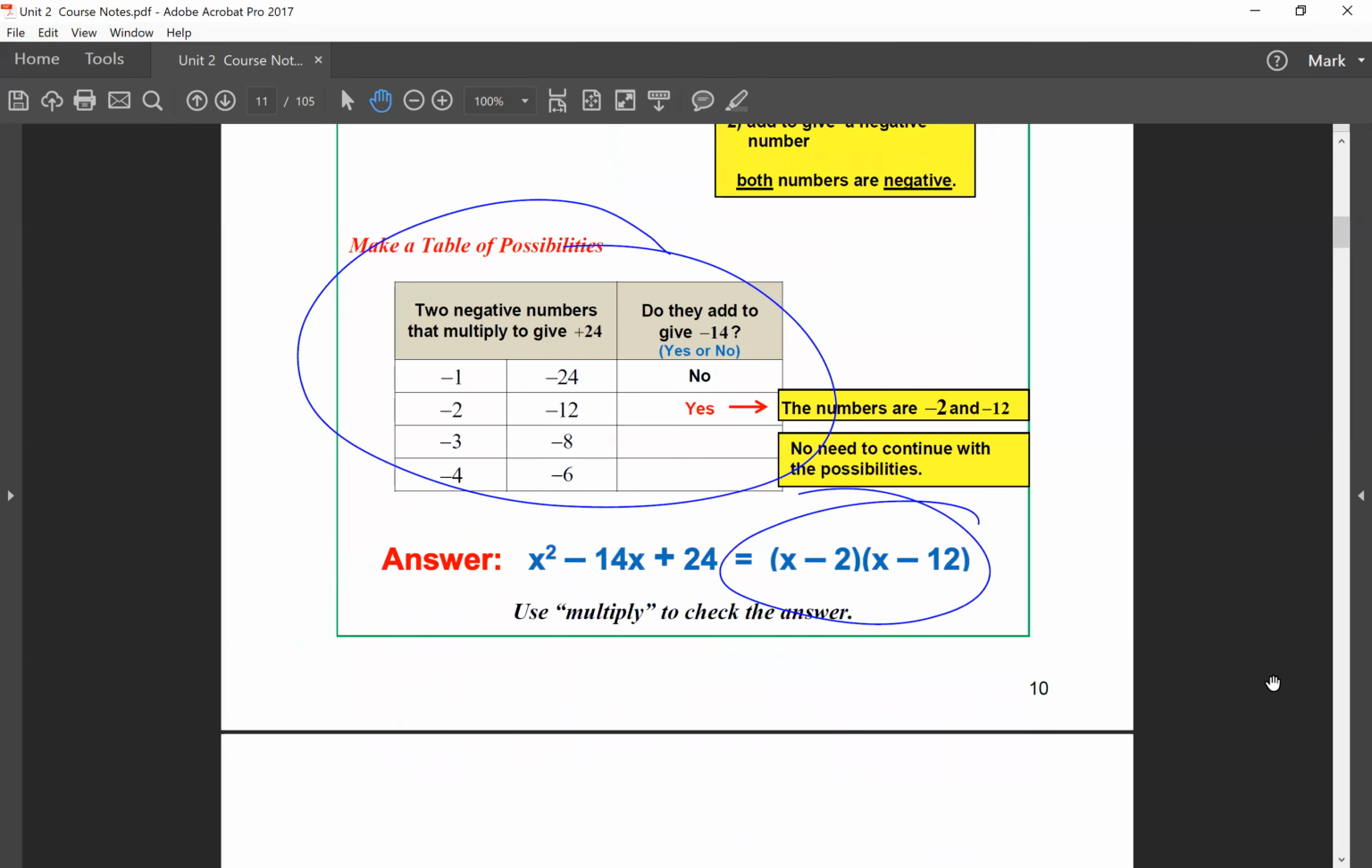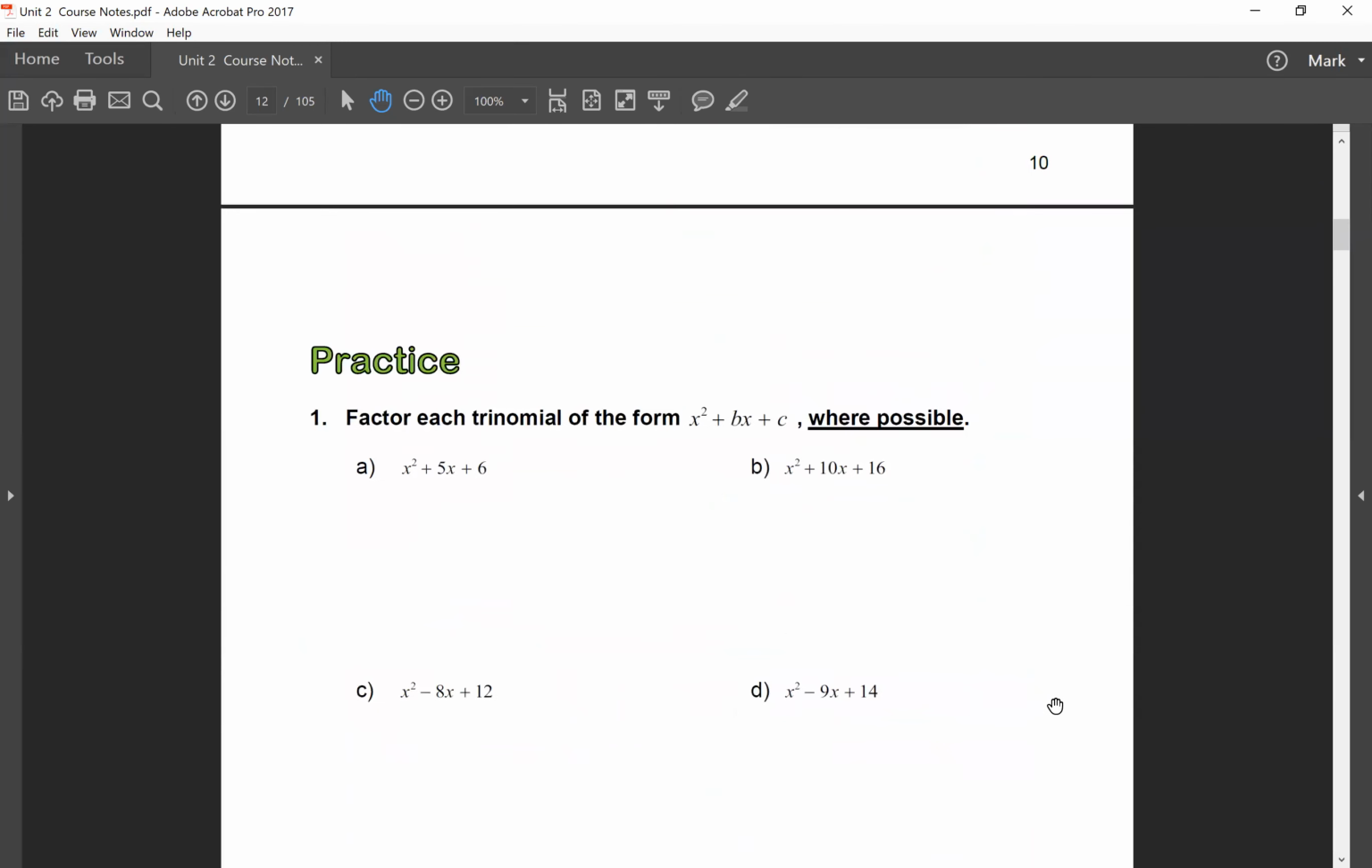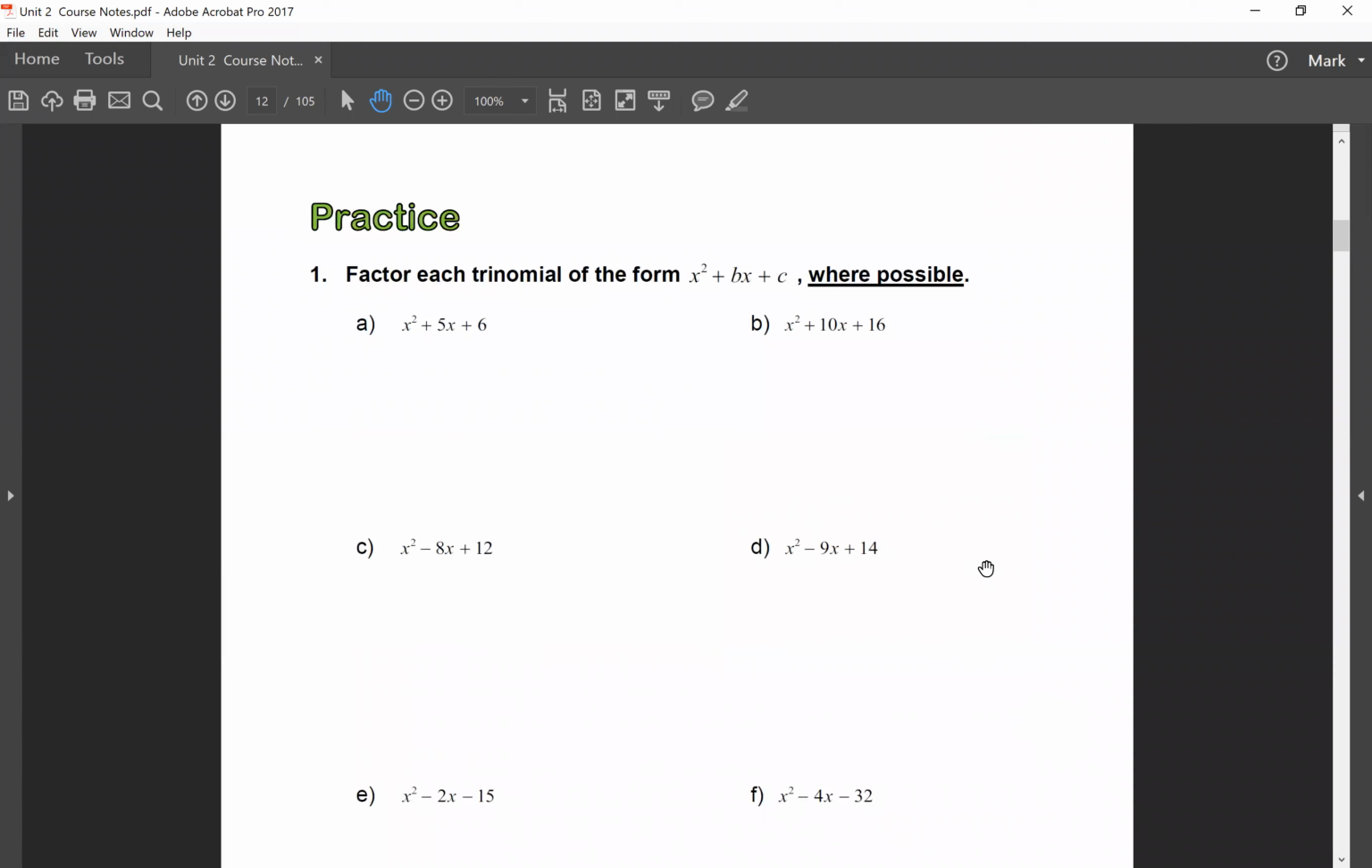It's kind of hard to teach or to explain because, like I said, it's like solving a little puzzle. For example, if you look at number A here, I need to find a number that's going to multiply to give me 6 and add to give me 5. Well, the easy answer for that one is 2 and 3.